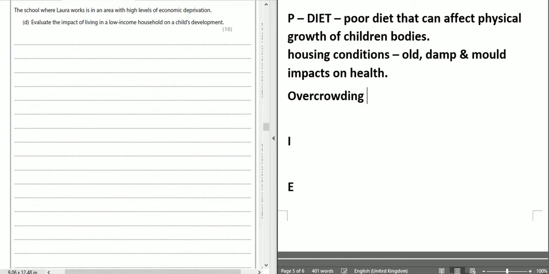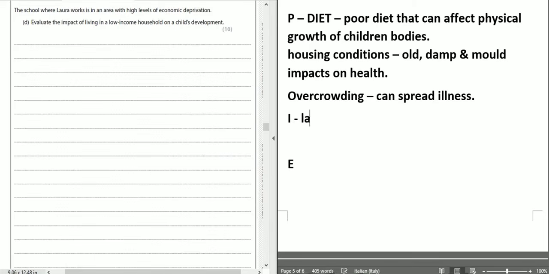which can spread illness. So illness can spread more quickly in an overcrowded home. So these would be my physical factors, how low income can affect children's development.